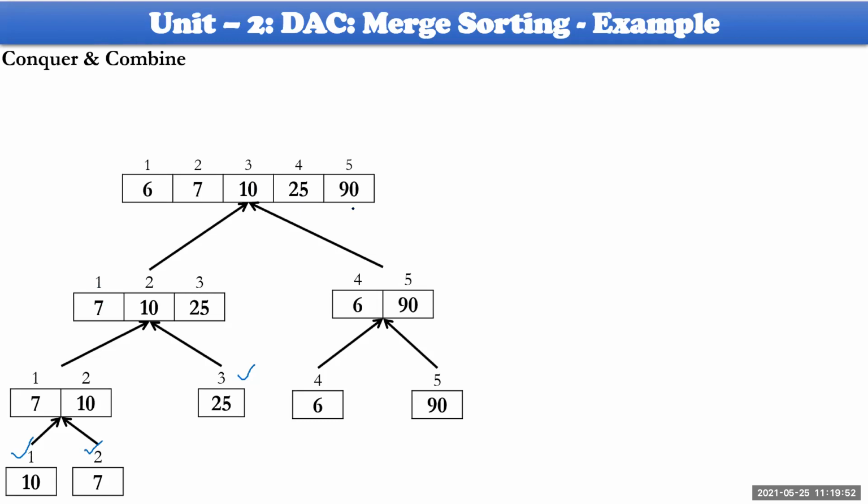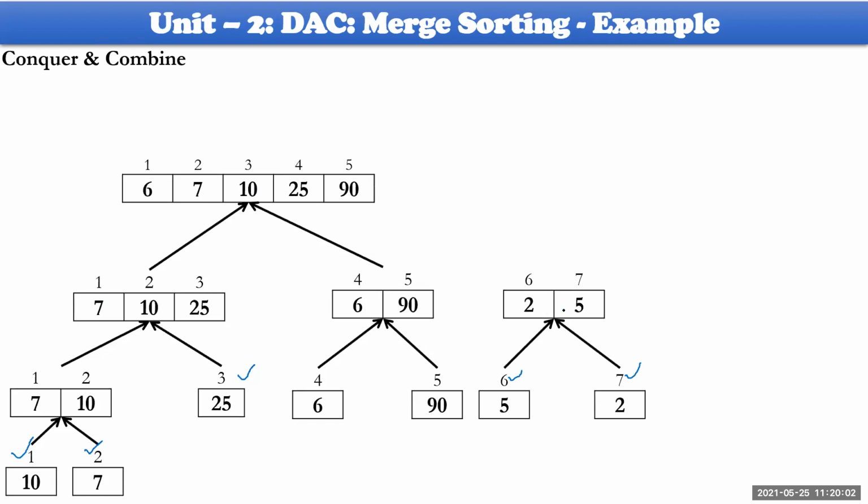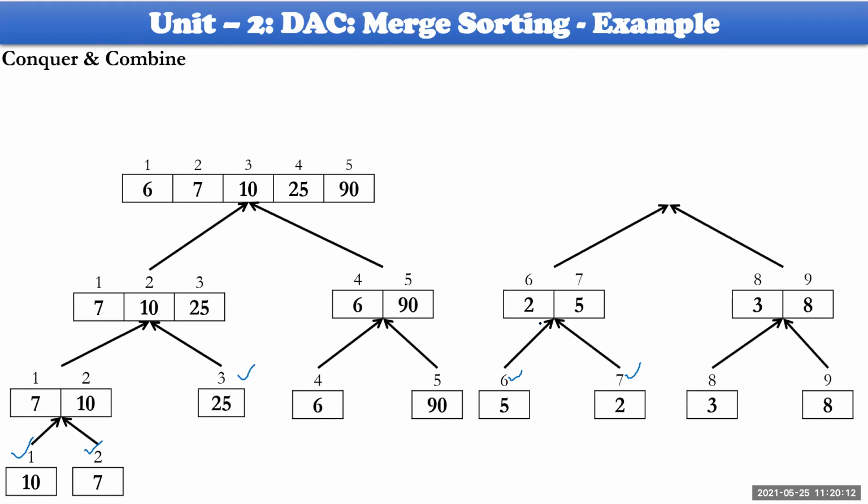Perform the same operation on the right side also. So 5 and 2: the 6th sublist is 5, and the 7th sublist is 2, and combine these two. While merging, we have to operate sorting also. Here also the same procedure will be done. While combining these two, apply the same procedure. 2 is the minimum element, will be the first element, and 3 is the next element, then 5 and 8.